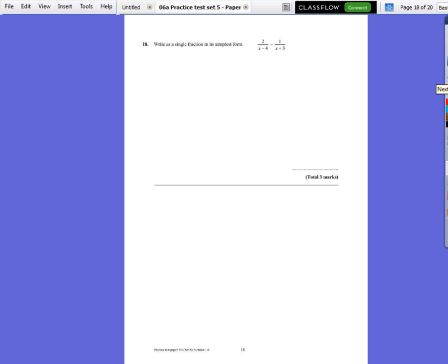Question 18. Write as a single fraction in its simplest form, 2 over x minus 4, take away 1 over x plus 3. Well, to add or subtract fractions, we need a common denominator. So to find a common denominator, we can multiply together the denominators of each of those. So we want to multiply the top and bottom by x minus 4 and x plus 3. So if we multiply the first one by x minus 4, x plus 3, then the x minus 4 will cancel out to the top, and you'll have x plus 3.